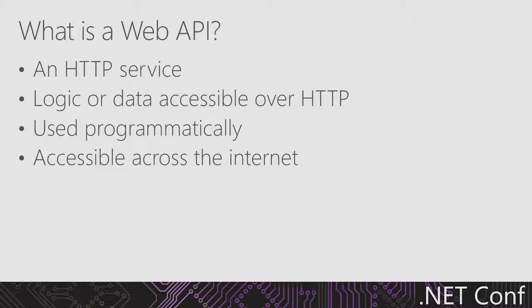Well, a web API is an HTTP service. It's some logic or some data that you want to be accessible over HTTP. It's an HTTP resource. Web APIs are typically intended to be used programmatically. They're intended to be called as a service from code, from software.